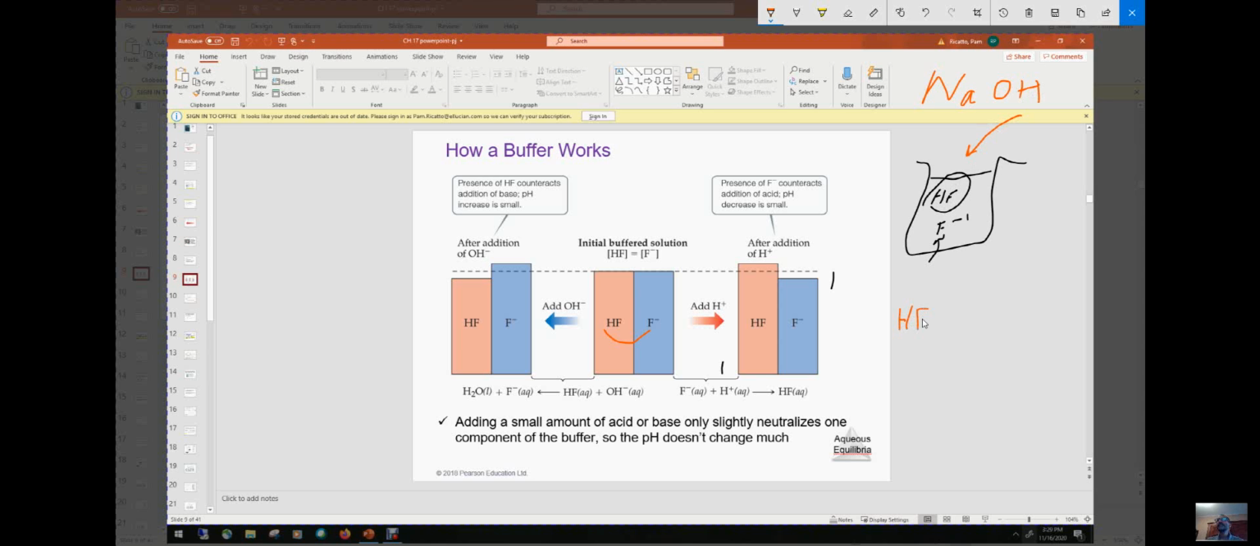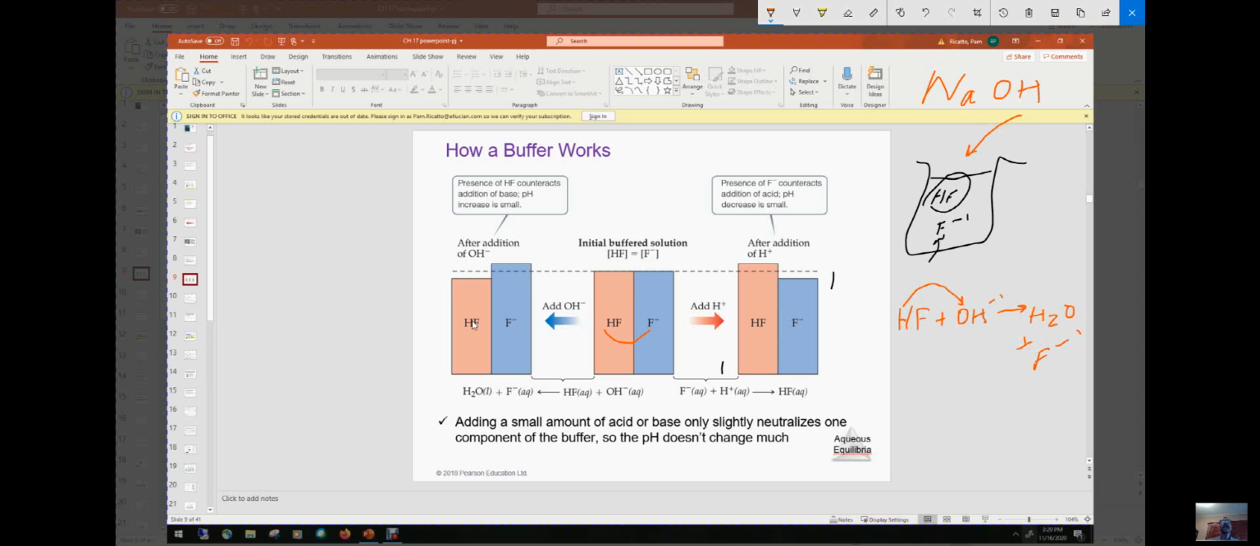HF takes on the added super strong, dangerous base, hydroxide. Nobody cares about the sodium, right? And this is a neutralization. In neutralization reactions, I make water, which is harmless. And if this H gets donated over here, what's left? F minus.